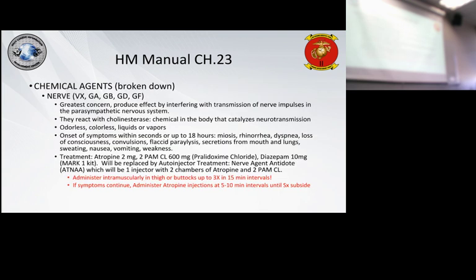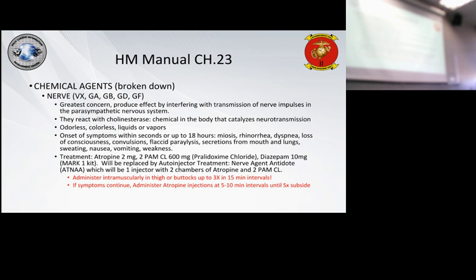Chemical agents. So you have your nerve agents, and those are the symbols for them. The greatest concern, they produce effect by interfering with transmission of nerve impulses in the parasympathetic nervous system, and they react with cholinesterase, a chemical in the body that catalyzes neurotransmission. They are odorless, colorless liquids or vapors. The onset of symptoms is within seconds or up to 18 hours. And these are all your symptoms: rhinorrhea, loss of consciousness, convulsions.